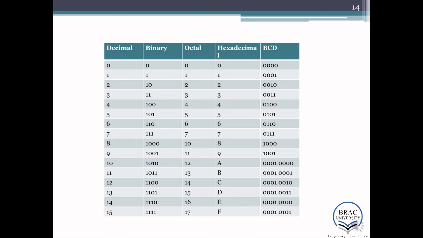For BCD, this is similar to binary from 0 to 9, the only difference is that it is 4-bit. But for 10 it becomes 8 bits, like for 1 it becomes 0001, for 0 it becomes 0000. For 11 it becomes 0001 and another 0001. So it goes on after 15. For 15, for 1 it becomes 0001, for 5 it becomes 0101.